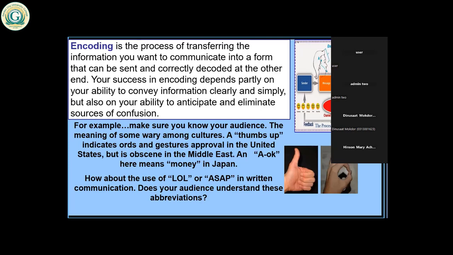How about the use of ASAP and all these short forms, like LOL, laugh out loud, and as soon as possible in written communications? Does your audience understand all this? You also need to know. It boils down to knowing your audience and using the right thing at the right time.